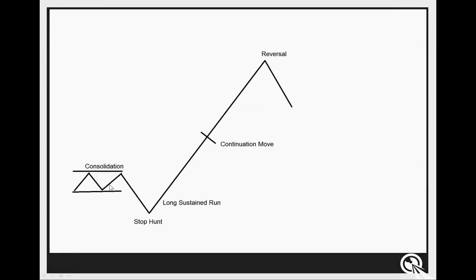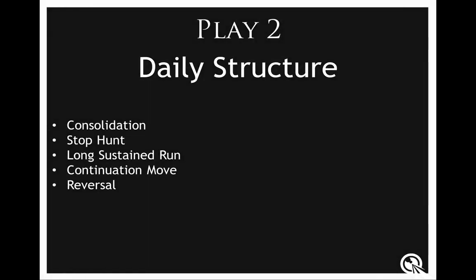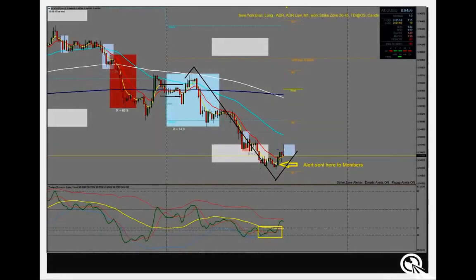This is what it looks like from the bottom side. Consolidation followed by a stop hunt to the bottom side, the long sustained run. The continuation of the move is anywhere from here to here. At the end of this run, we'll see a reversal. Okay, so the components once again, consolidation, stop hunt, long sustained run, continuation move, reversal. Let's now take a look at these and identify them on the chart.